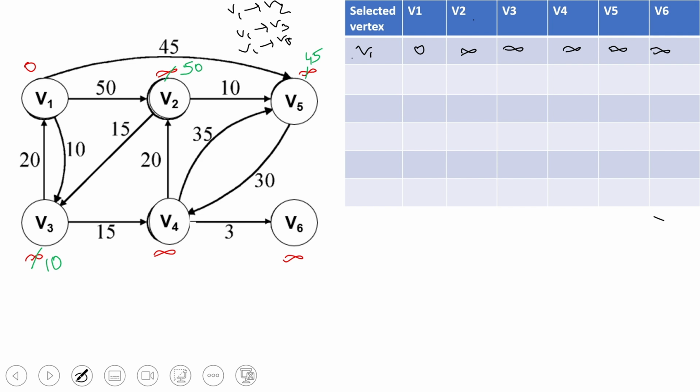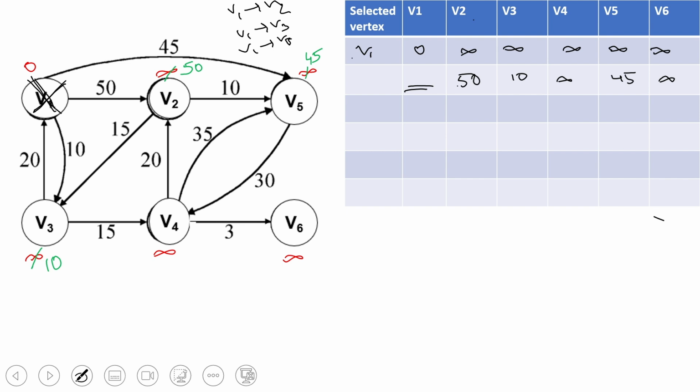v1 to v2, what is that? 50. v1 to v3, what's that? 10. v1 to v5, it's 45, and the remaining vertices are all infinity, and we will not write anything for v1 because it is already a visited node. Okay, fine, v1 is already a visited node.